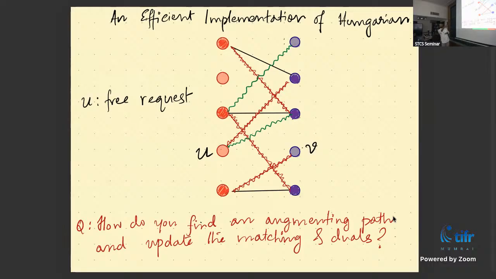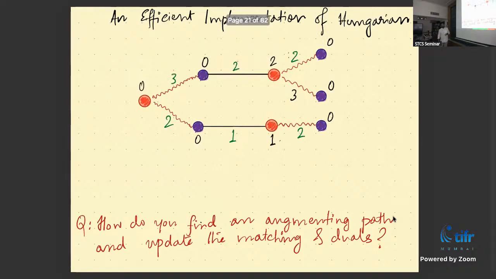Like one is the one which I already showed you. So you go here, come here. But the other one could be via this green edge, right? So you go here, you come here, and you go to that free server. Right? So which one do we choose? Is the question. So let me again show you roughly through an example of how this works usually.